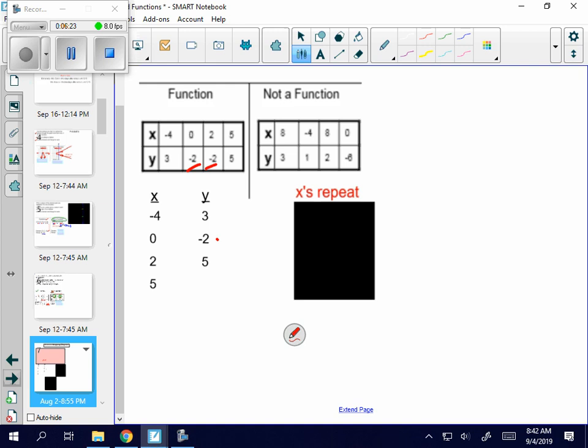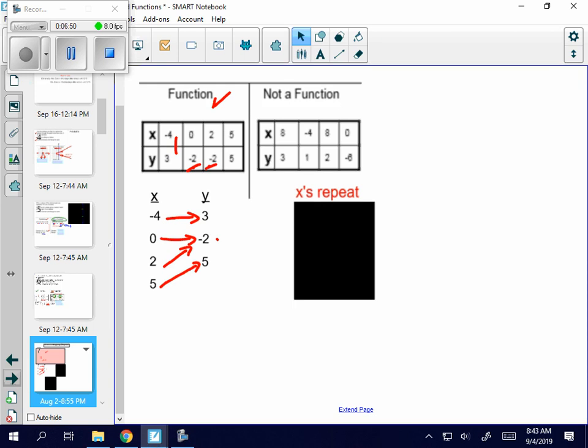So now when we go to make our mapping, notice -3 is supposed to point, -4 rather, is supposed to point to 3. That's what I do. 0 points to -2, 2 points to -2, and 5 points to 5. That is a function. It is okay to have your y's repeat. You just cannot have your x's repeat. So now let's check on the next one.